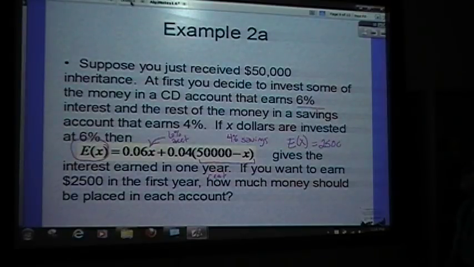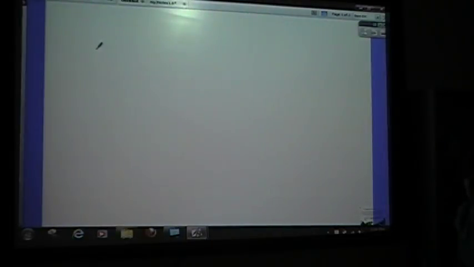And I don't know if I have much space here, so I'm going to do that on this blank sheet here. 2,500, because it was E of x equals 0.06x plus 0.04 times 50,000 minus x. I want it to equal 2,500. So this is some heavy algebra. Some of you might have forgotten, so I want you really to try to follow along here. Maybe do it yourself on your paper.